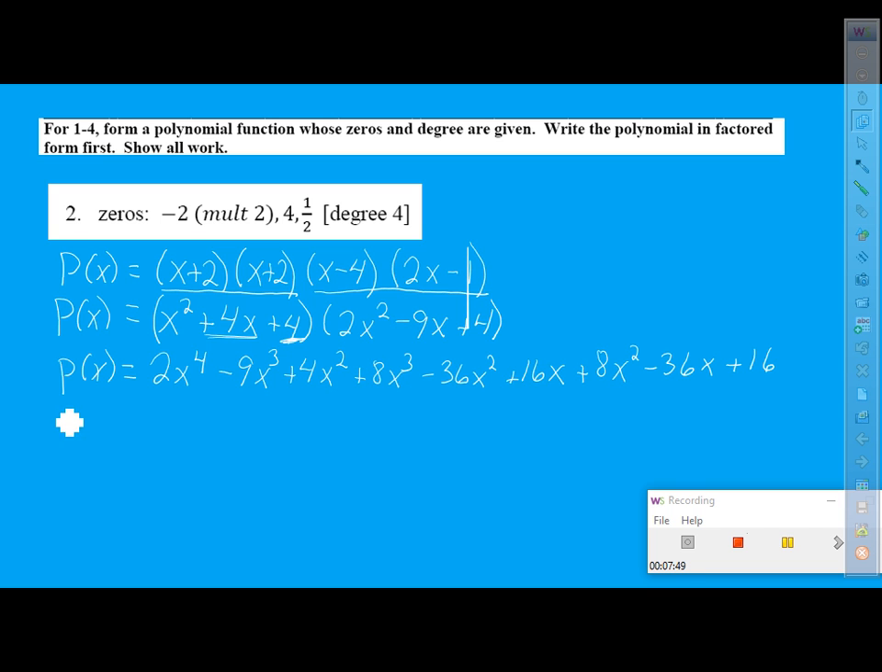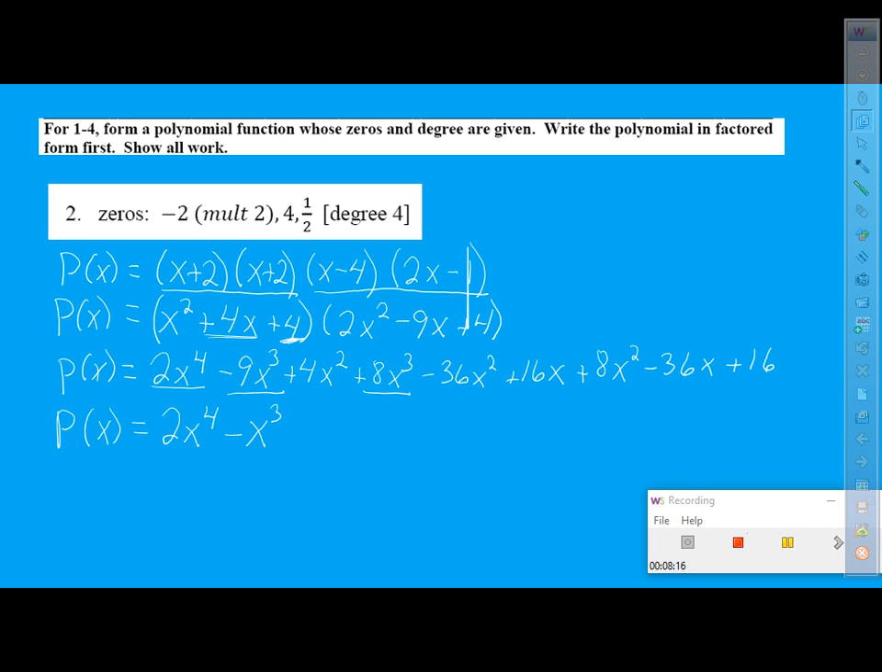Whew. Now to bring it home. Combine any like terms that you see. I only see one x to the 4th, so 2x to the 4th. Let's go find our x cubes. So here's an x cubed, there's an x cubed. Negative 9x cubed plus 8x cubed looks like negative 1x cubed.